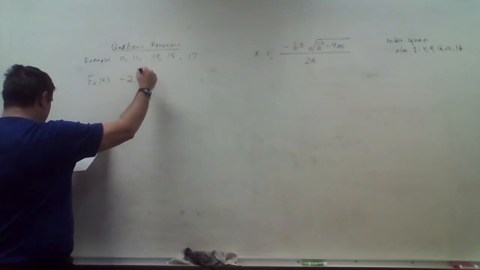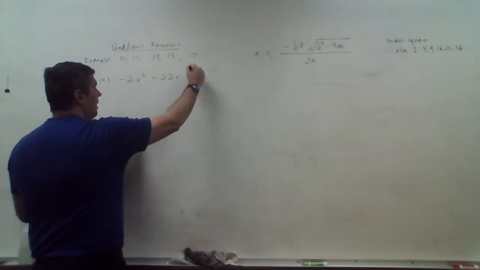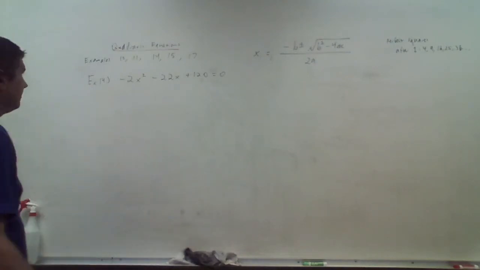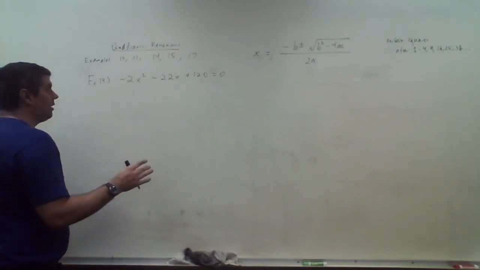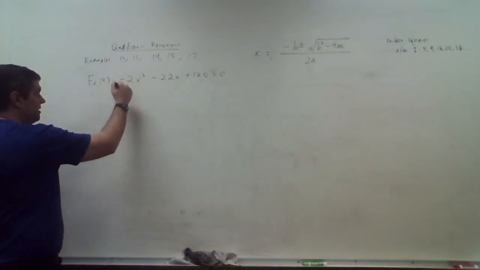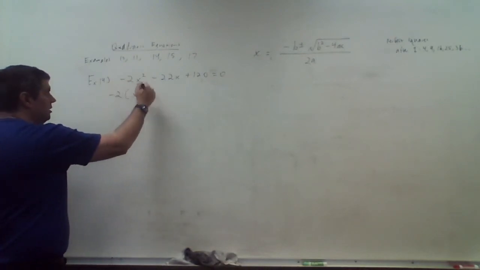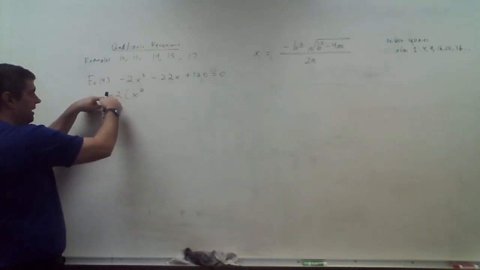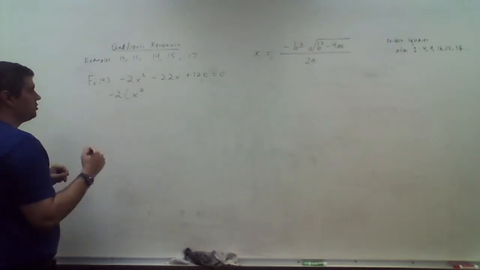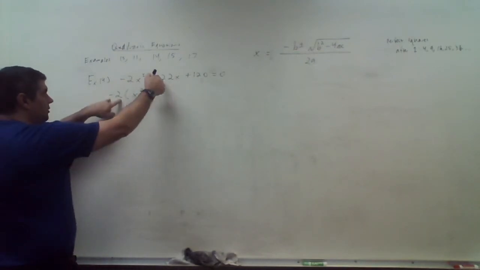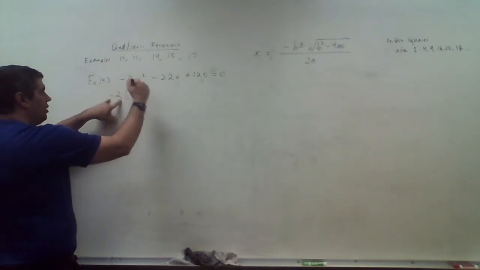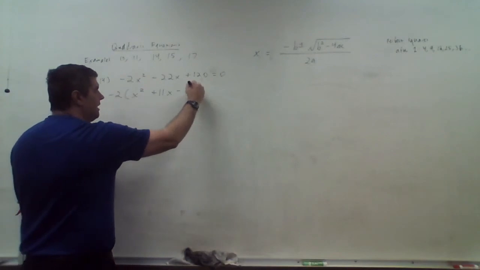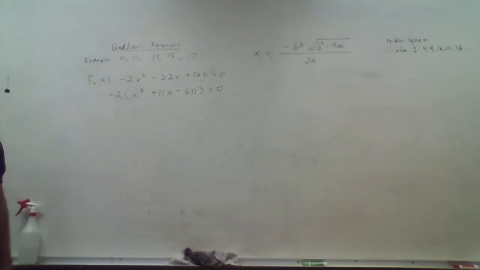Negative 2x squared minus 22x plus 120 equals 0. It's already in descending order, but the lead coefficient is negative, so take it out. And then all three terms are also divisible by 2. So the lead coefficient is negative, take that negative out. They're all divisible by 2, take that 2 out as well. And be careful to divide. So negative 22 divided by negative 2 is positive 11. And 120 divided by negative 2 is negative 60. Okay?